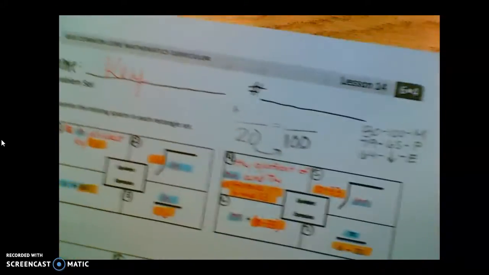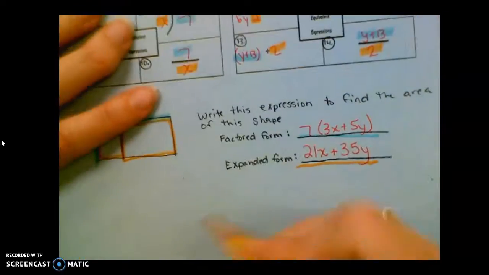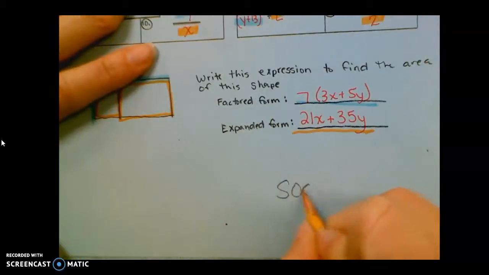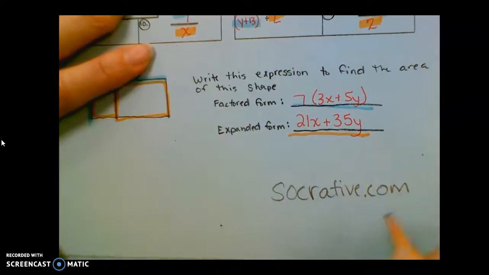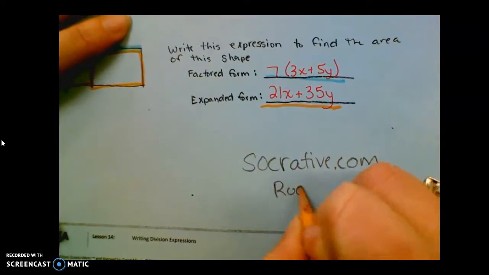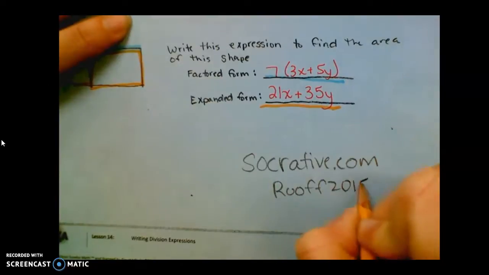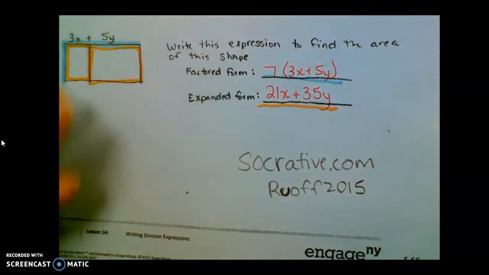Once you are finished grading this paper, you are going to go to Socrative.com. It's in one of your apps. So remember, it's Socrative.com. And then the room number is Ruoff 2015. So Ruoff 2015, and you should be doing problems, a little bit of a review, and then problems about thinking about writing expressions for all the different operations.